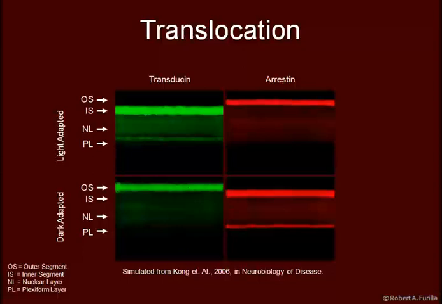This figure is from the work of Kong et al. in 2006. It's a simulation of that figure. To see the original figure, you'll need to go to the works of Kong et al. In photoreceptors adapted to light, the outer segment contains little or no transducin. All of the transducin is in the rod's inner segment. However, arrestin, the inhibitory protein, is located primarily now in the outer segment and not so much in the inner segment. In dark-adapted photoreceptors, the outer segment now is primarily composed of transducin, and in the inner segment, we see the arrestin starting to accumulate and very little transducin.